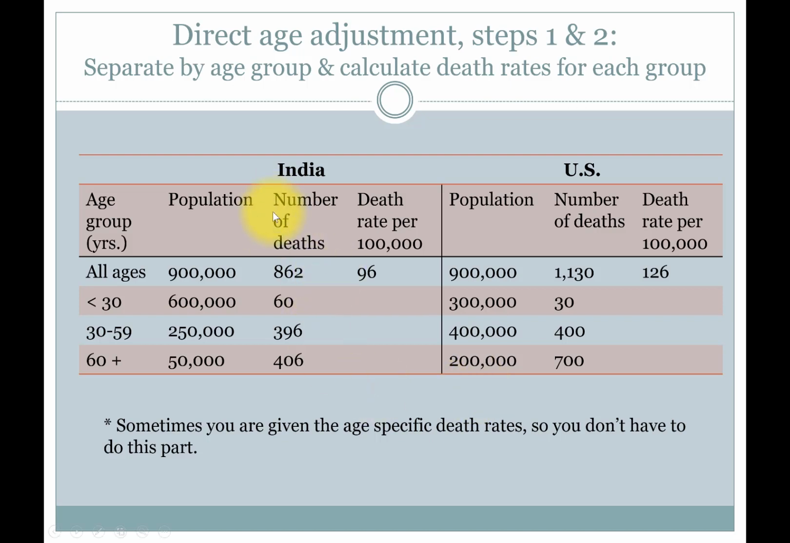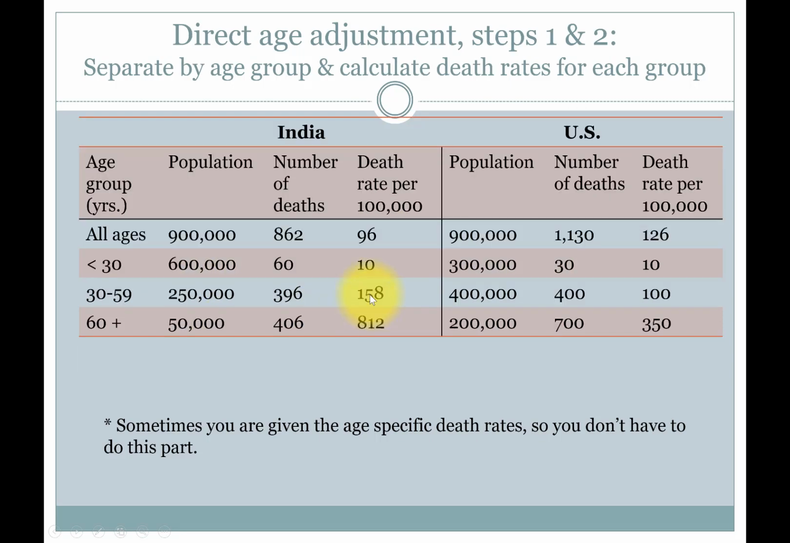You're going to take your number of deaths for each age group and divide it by the population of that group, and then multiply it by your base. Right here it says death rate per 100,000, so the 100,000 is going to be your base. In this case, you have 60 divided by 600,000, multiplied by 100,000, and that will give you 10. You will do this for every single row.